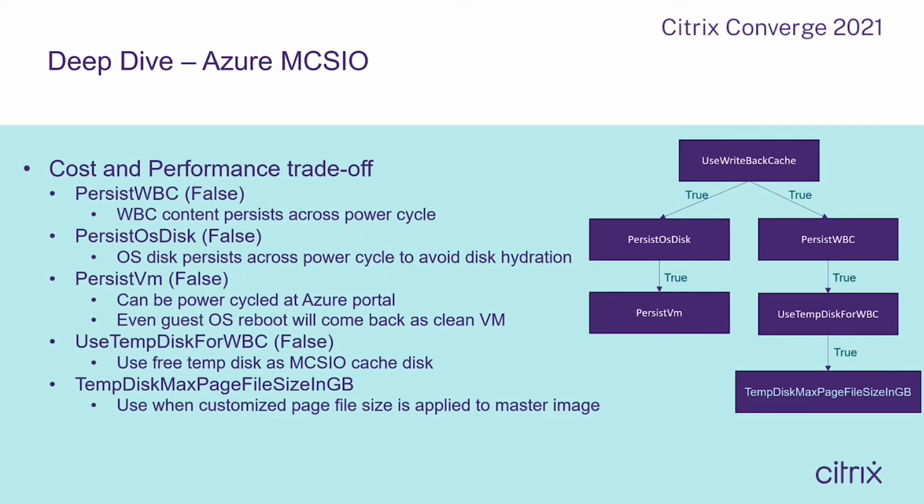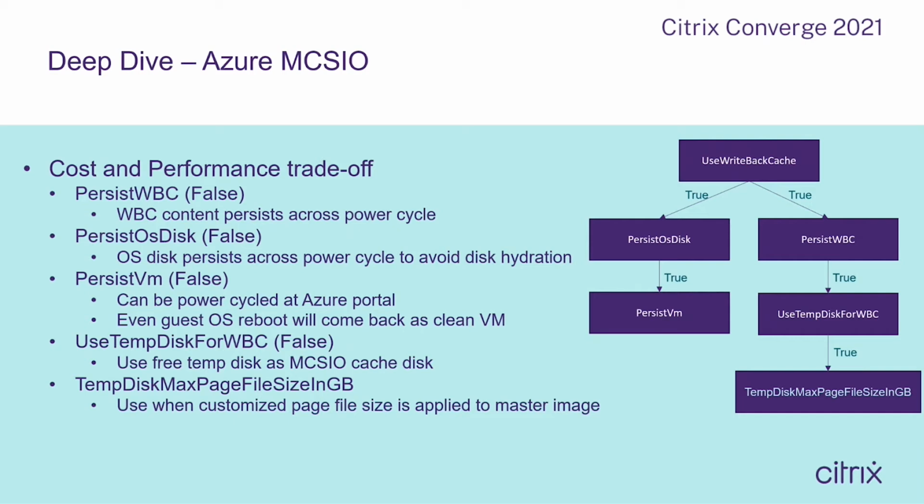MCSIO is actually a pretty big feature. It's very unique to Citrix. We have our own way of caching, and it is a cost and performance trade-off. In some cases, it's both a cost and performance improvement, but in some cases, it will be a trade-off. Now, let me explain why I said that. For example, the write-back cache disk can be persisted. It could also be deleted on shut down and recreated at boot.